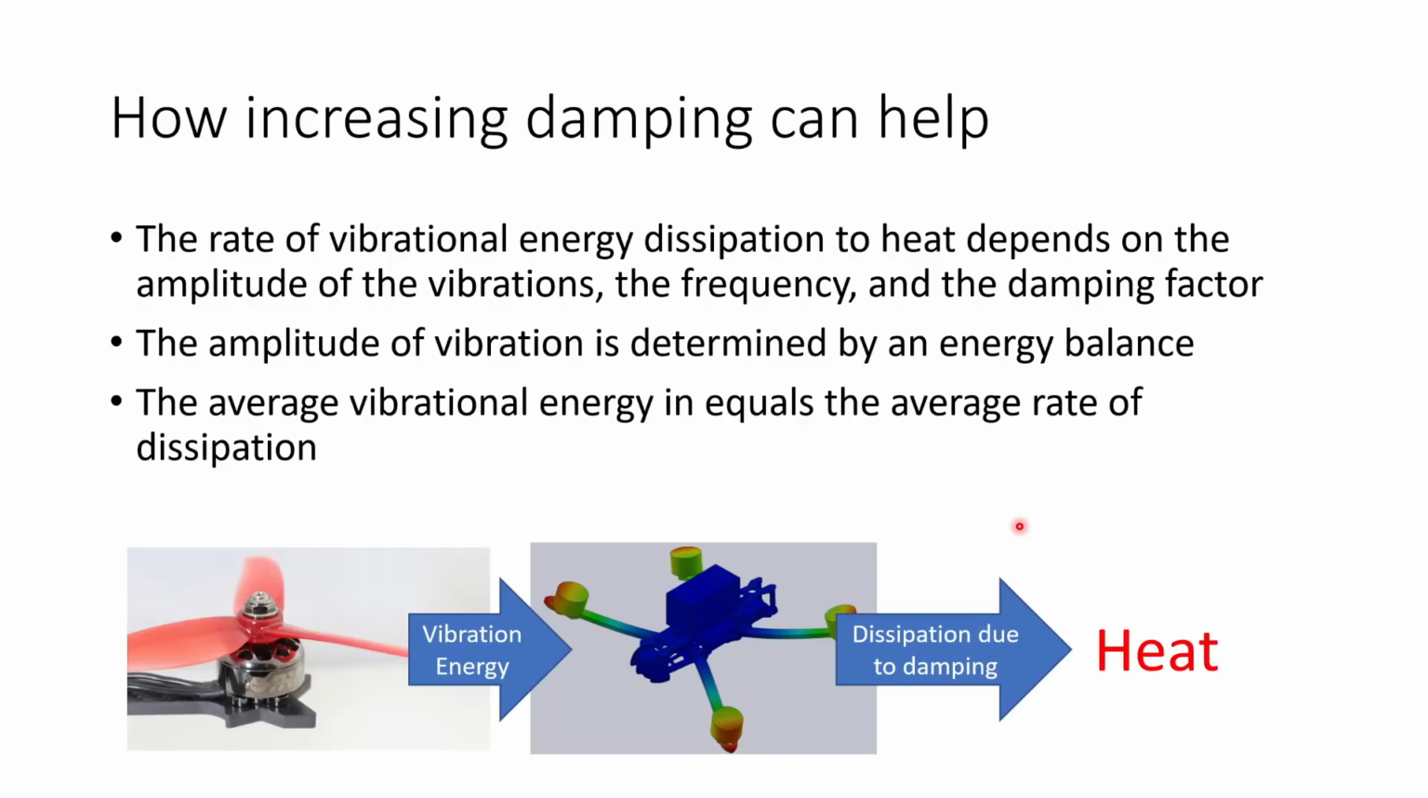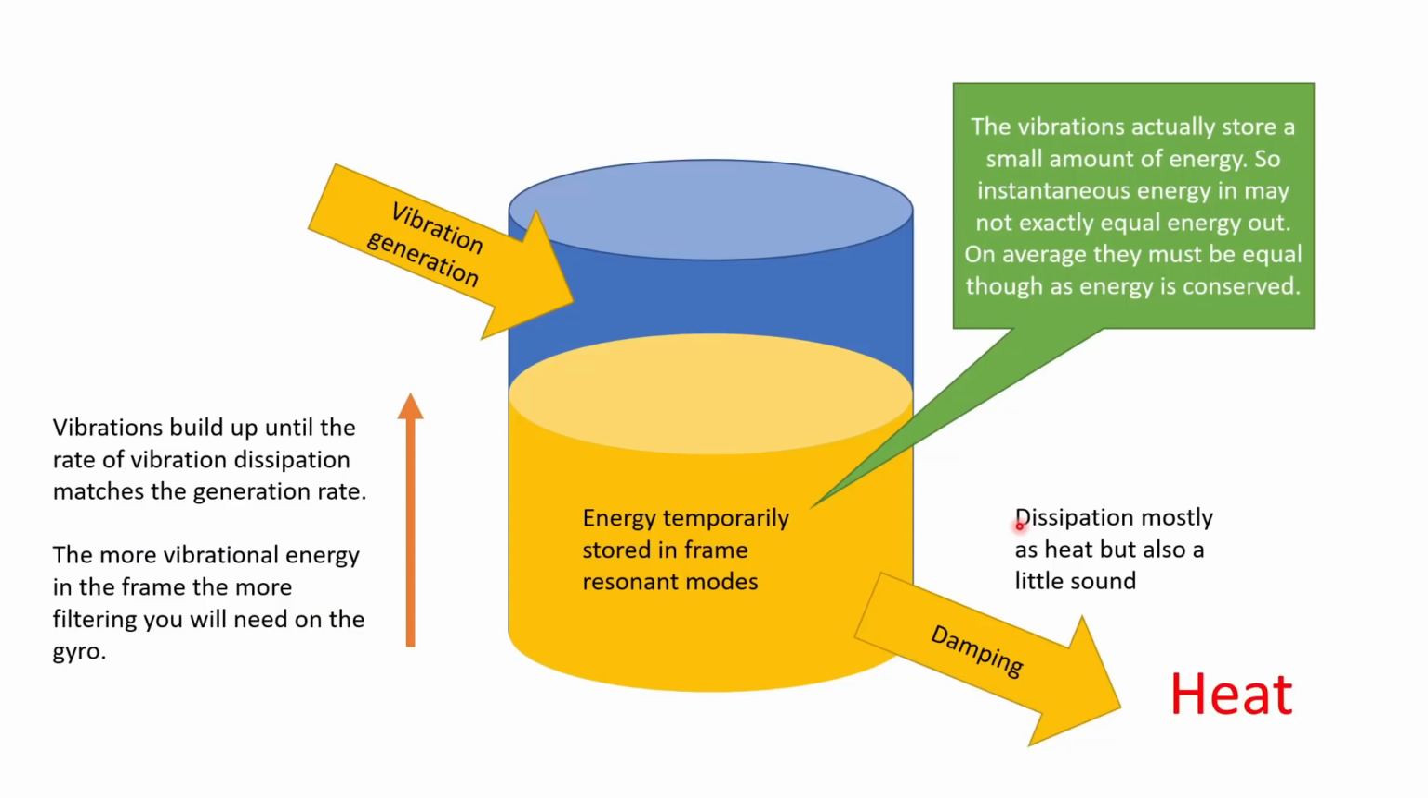Because there's no infinite reservoir for vibrational energy. The amount of vibrational energy in the frame is very finite. It's quite small, in fact. And so we have to have that balance of vibrational energy in equals vibrational energy out, because we can't store it up anywhere. So I've done this little diagram to show you what I mean.